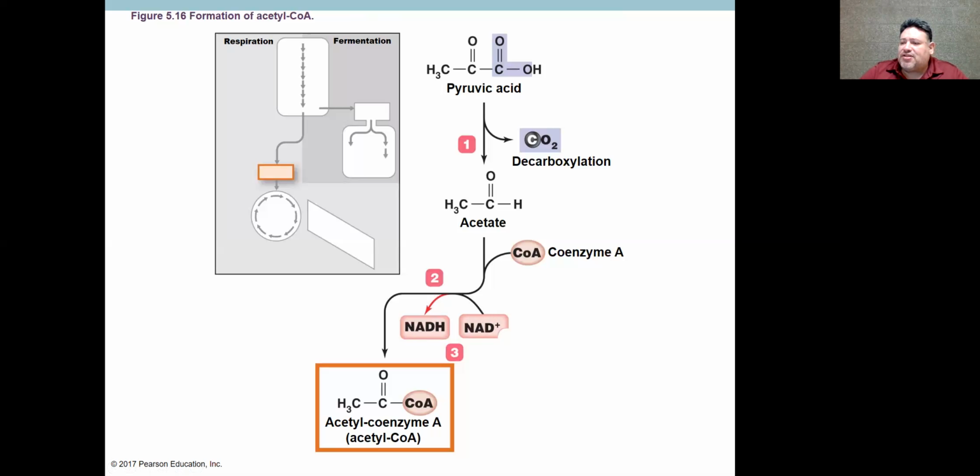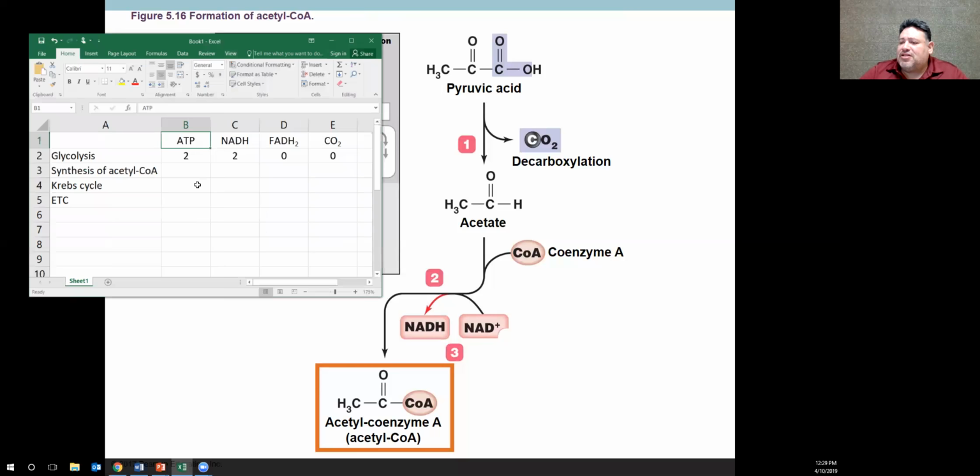So let's go back to our Excel. Here's Excel. Here's the synthesis of acetyl-CoA. How much ATP do we make? Well, the short answer is we didn't make any. Okay. How much NADH did we make? Well, if you look here, it looks like we made one.